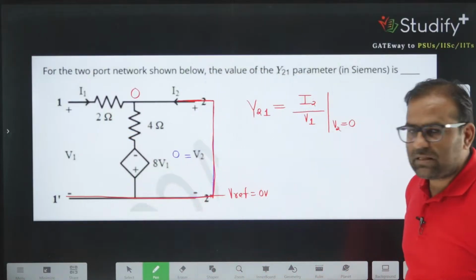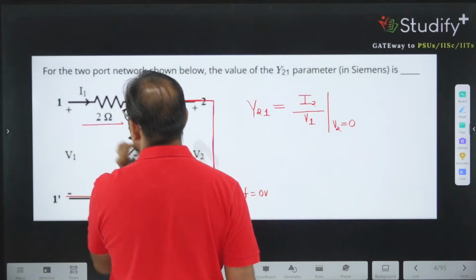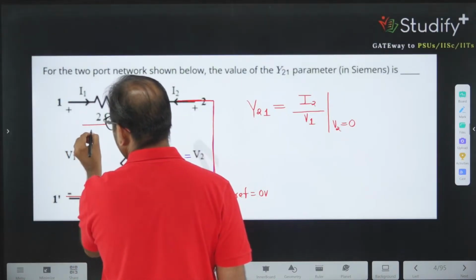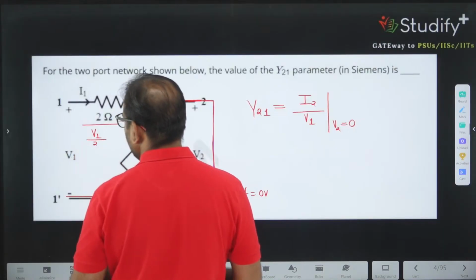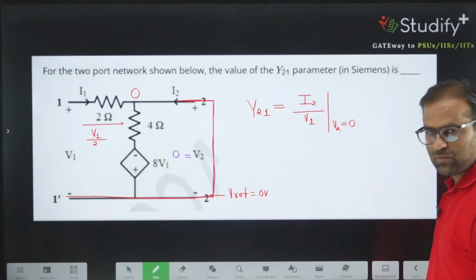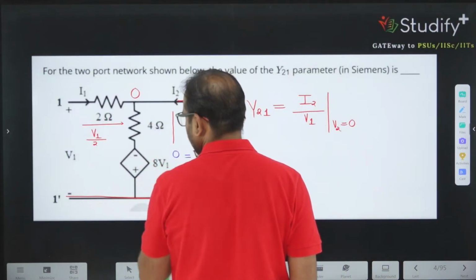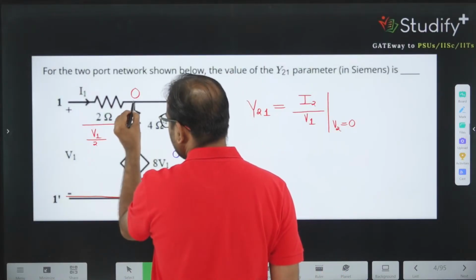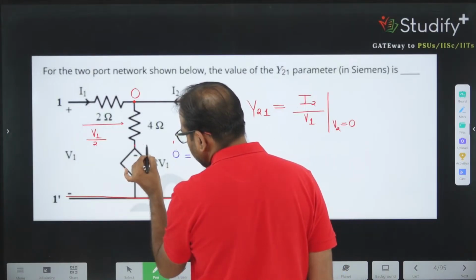If you copy this 0 from here to here, what is the current in this branch? The current in this branch is V1 divided by 2. Higher potential minus lower potential divided by resistance is current. So this is V1 divided by 2. Correct? Now what is the current in this branch? If this potential is 0 volt, this potential is minus 8 V1.